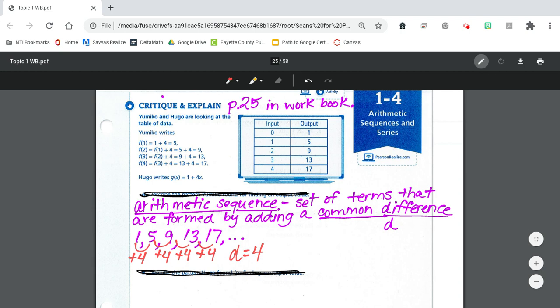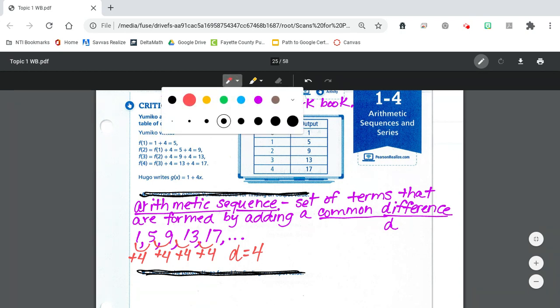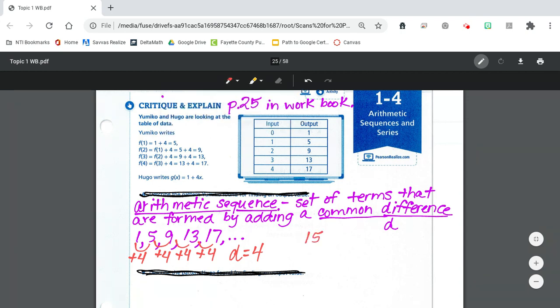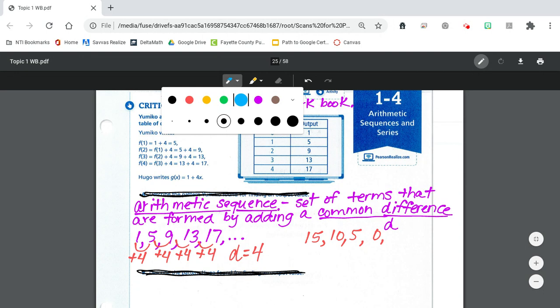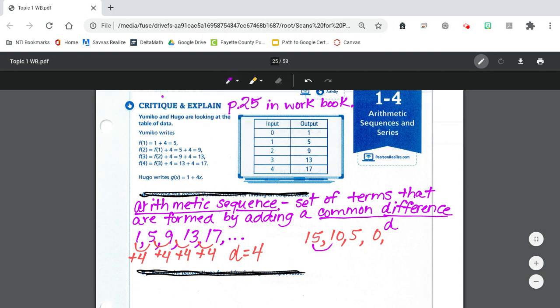Now, the common difference could be positive, but it could also be negative. So if I had a sequence like 15, 10, 5, 0, you'll see that instead of adding the same number, this time we are subtracting. So I'm subtracting 5 every time. So for this sequence, the common difference, abbreviated D, would be negative 5. So common differences can be positive or negative.